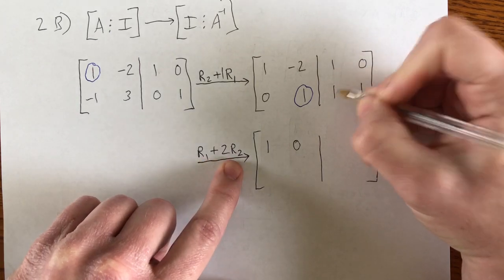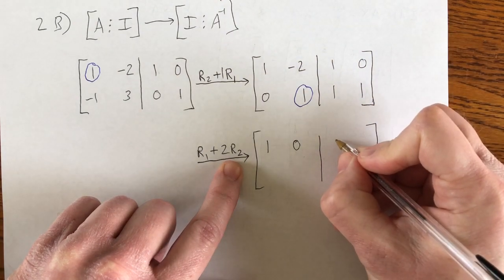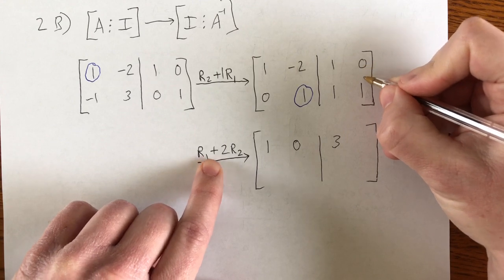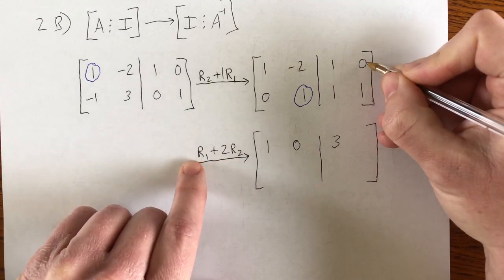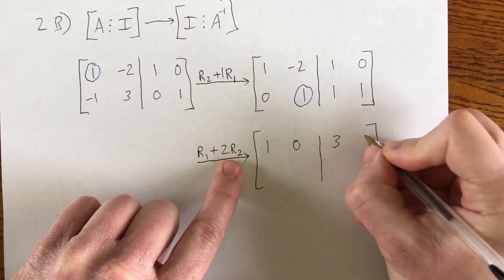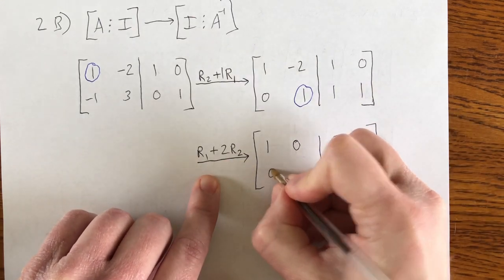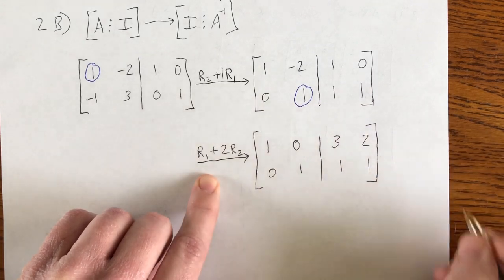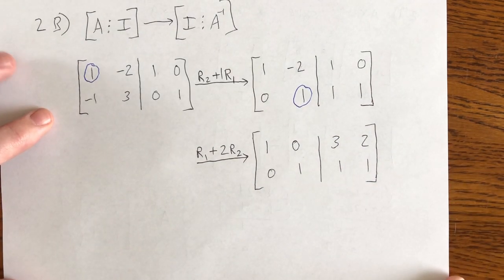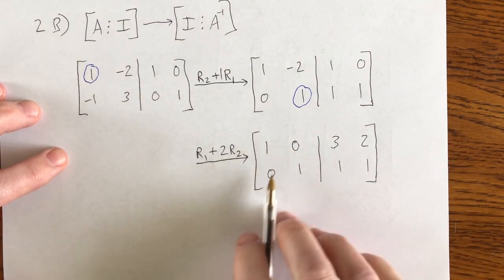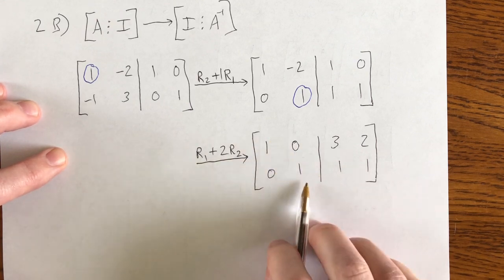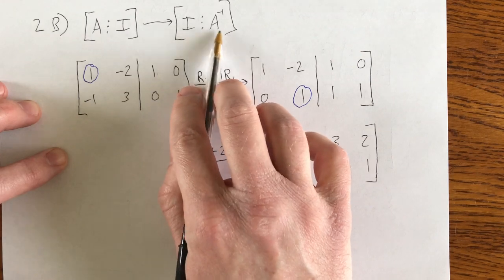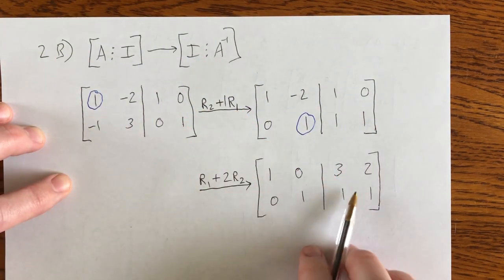1 plus 2 times 1 is 1 plus 2, or 3. Here we get 0 plus 2 times 1. That's 0 plus 2, which is 2. All right, row 1 complete, and then we're not changing row 2 at all, so we have finished. Okay? Again, we have changed this first 2x2 square matrix into the identity matrix, leaving us with what? The inverse of matrix A right here.